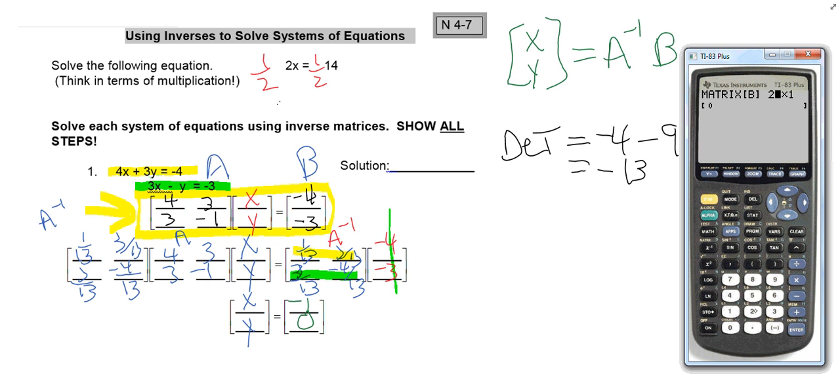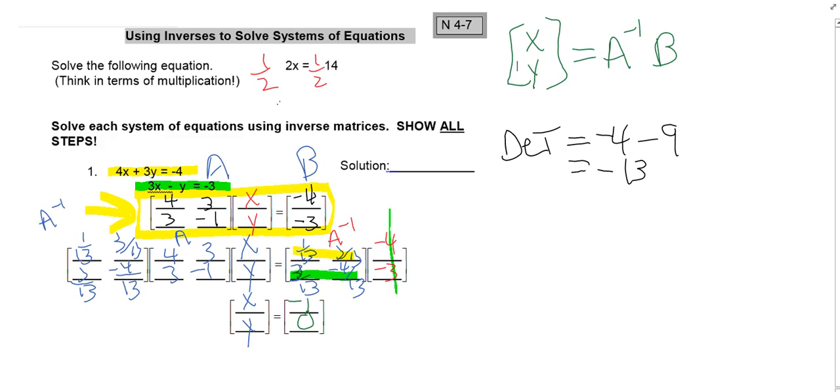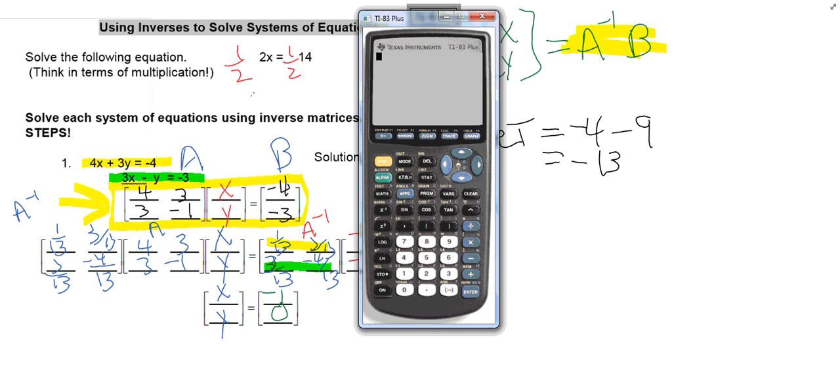So let's edit that. We have 2 rows by 1 column, and negative 4 and negative 3. And now we're just simply going to do this portion right here. Whoops. We're going to multiply A inverse times B, and we should get the same answer that we got. So let's try that.